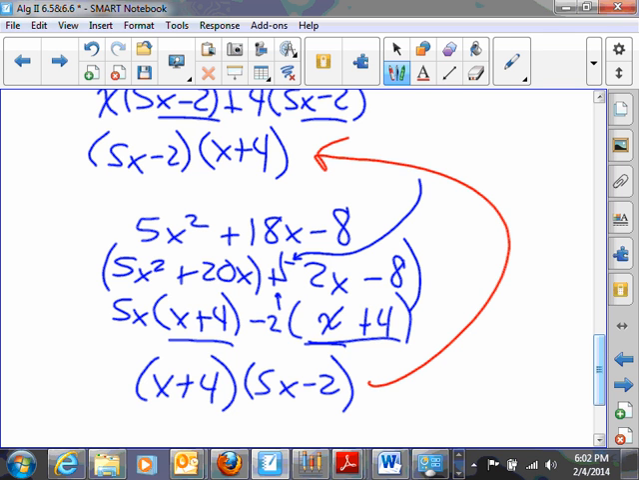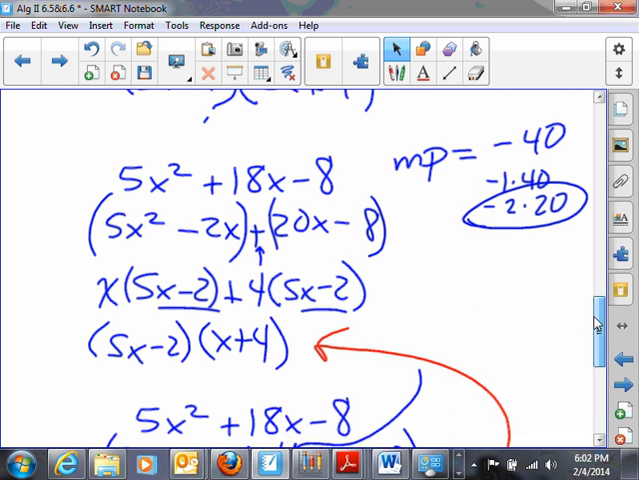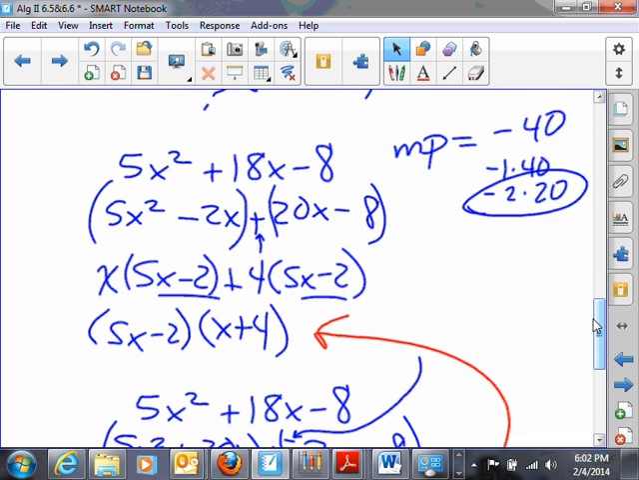So it doesn't really matter which of the two factors you put first when you split the middle term. I would just say, as a general rule, if you have one positive and one negative, it makes sense to put the negative one first and the positive one second, but it'll work either way.